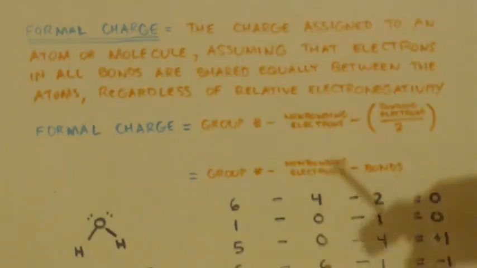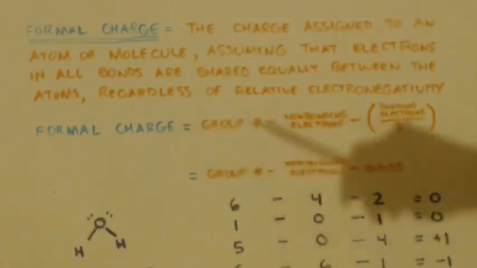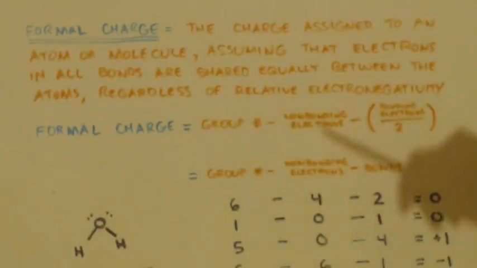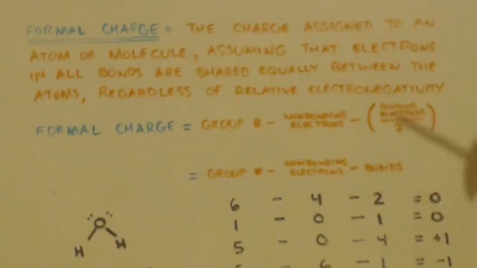But here's the formula. Formal charge equals group number minus non-bonding electrons minus bonding electrons divided by 2. First, I'm going to show you how to simplify it into this formula, right? And the only thing I'm changing is right here: bonding electrons divided by 2. Now, my whole point is this.